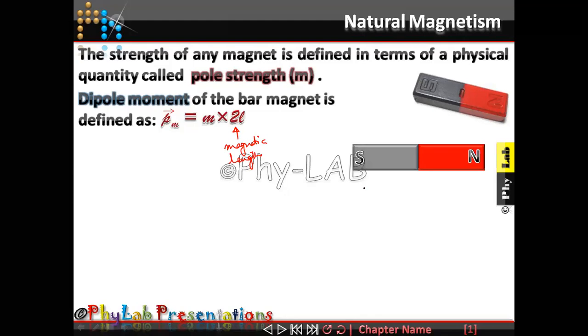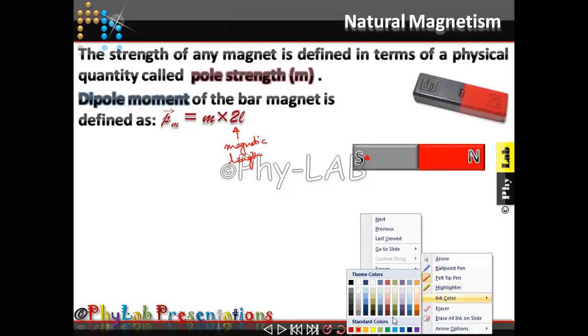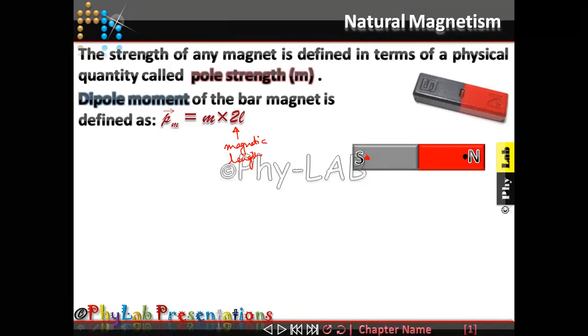Now, the poles of the magnet do not fall exactly at the end, rather they fall a little towards the inside of the magnet. As you can see, what I'm marking is the region, the point where you will find the poles of the magnet to be situated. Poles of the magnet means the region where you are experiencing the stronger magnetic field. So this particular length, the length between the two poles, is called the magnetic length, and 2L is that magnetic length.